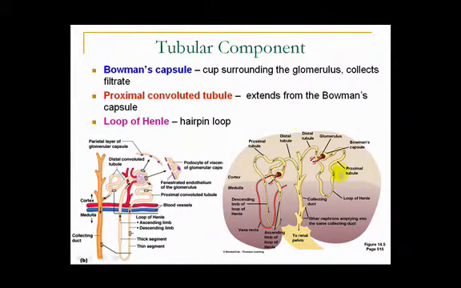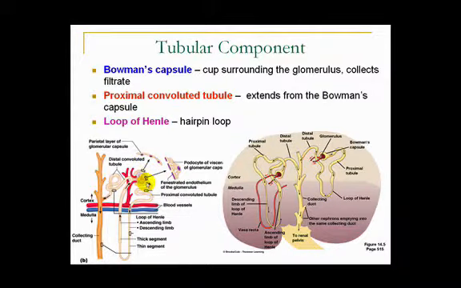Remember, you have the capsule that surrounds the glomerulus, which is a capillary bed. This capsule is called the Bowman's capsule. You may have learned it as the glomerular capsule, but I tend to call it Bowman's capsule. What happens is blood moves into that capillary bed and fluid is forced out into the capsule. When it gets forced out into the capsule, we now call that product filtrate.